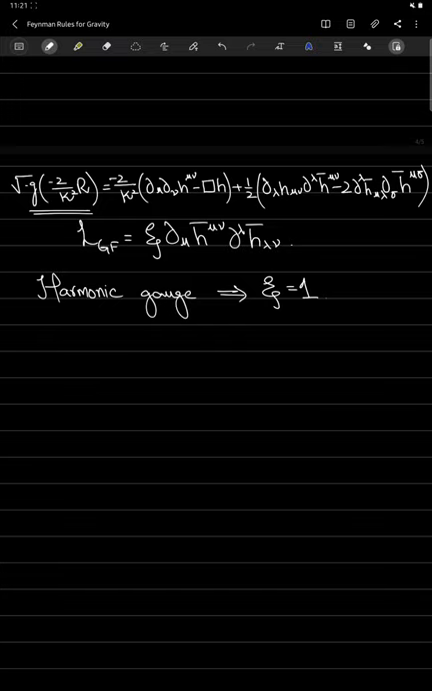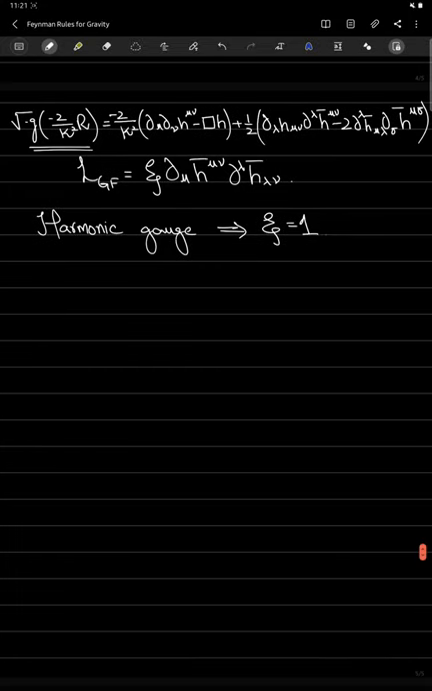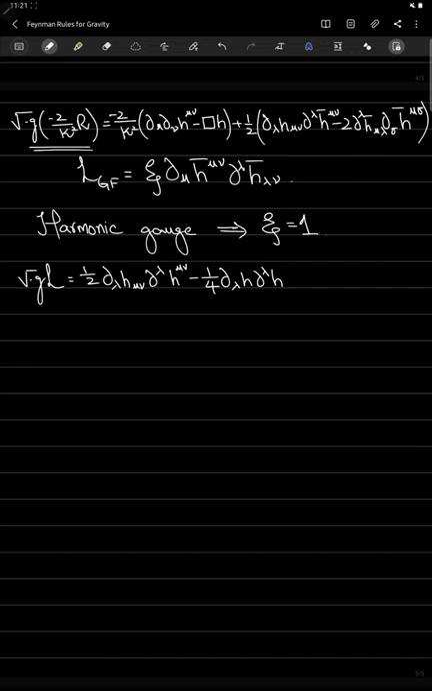Okay, so with this, our Lagrangian can be rewritten as square root of minus g times the Lagrangian equal to 1 over 2 partial lambda h mu nu partial lambda h mu nu minus 1 by 4 partial lambda h partial lambda h, where this h is just the trace of the field h mu nu, minus kappa over 2 h mu nu T mu nu. Again, note that this is the capital T mu nu.